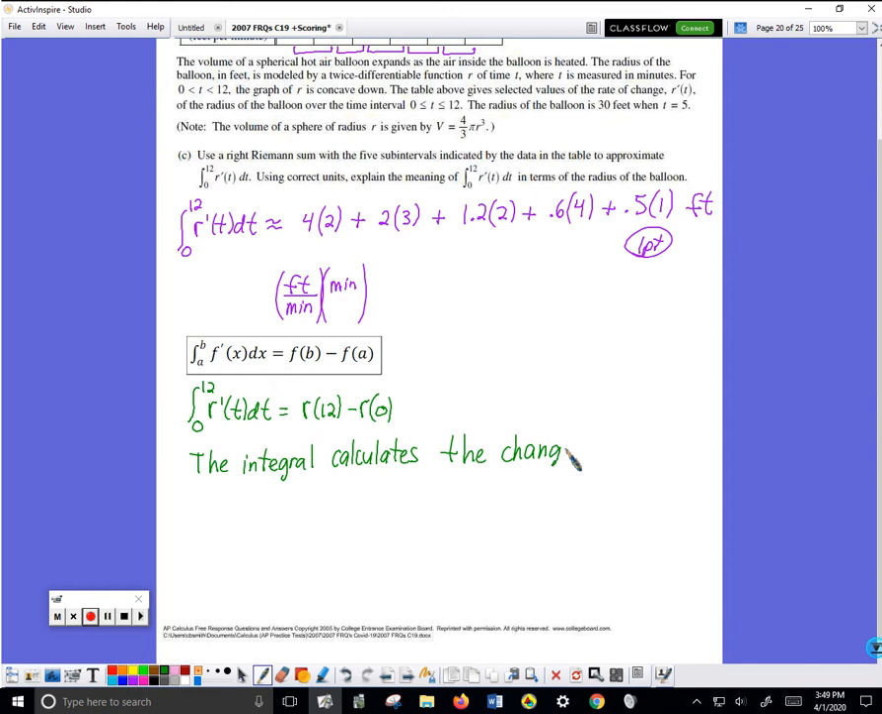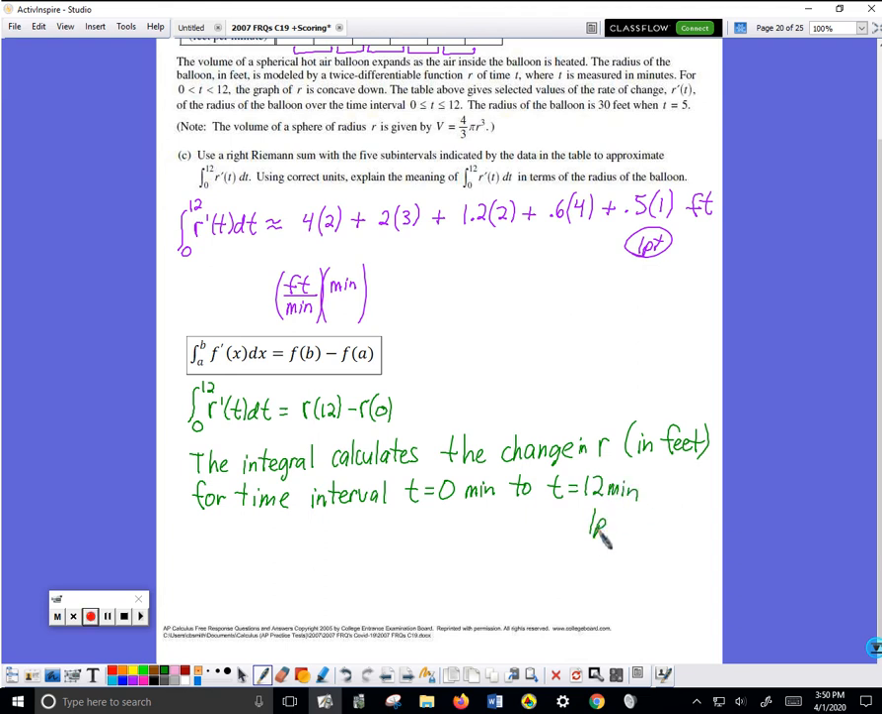Now I have to have units here or I will lose a point. Change in R in feet for the time interval. Look on the back of the golden notes. There are examples of this type of wording. The integral calculates the change in R, in feet, for time interval t equals 0, make sure I have units, to t equal 12 minutes.